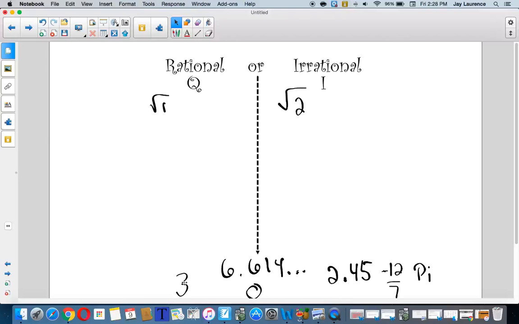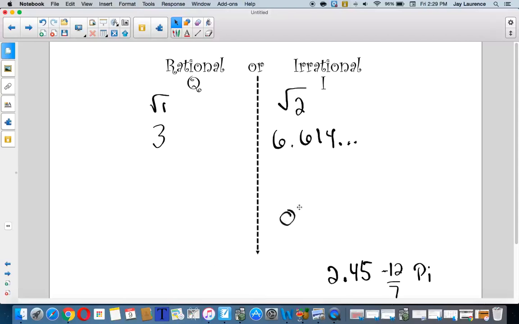3. Did I fool you? Some of you would just go, rational or irrational. No. Look, 3. You can count your 3 cookies, right? It's a natural number, which forces it to be rational. All right, 6.614... Looks like this goes on forever. I don't see a repeating symbol. A decimal that goes on forever without repeating is kind of like pi. This must be irrational.